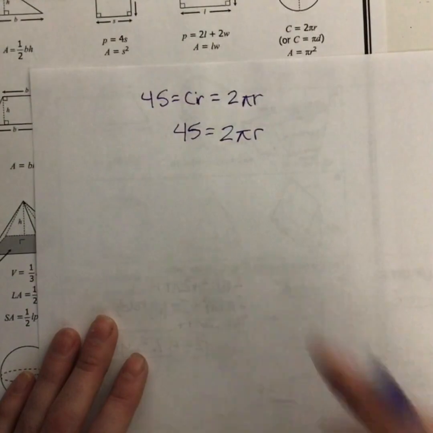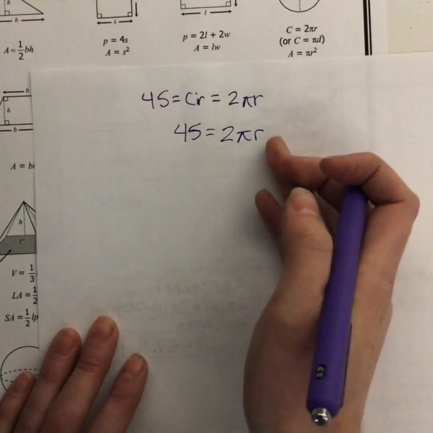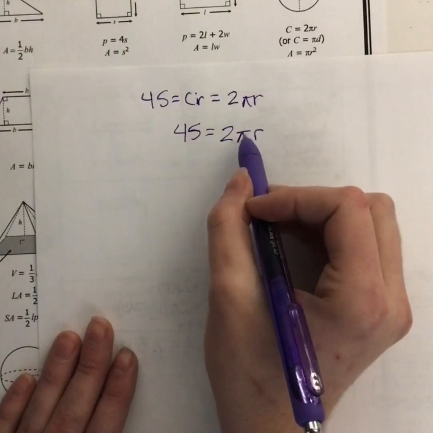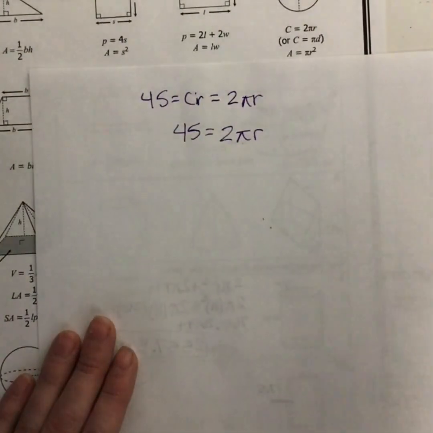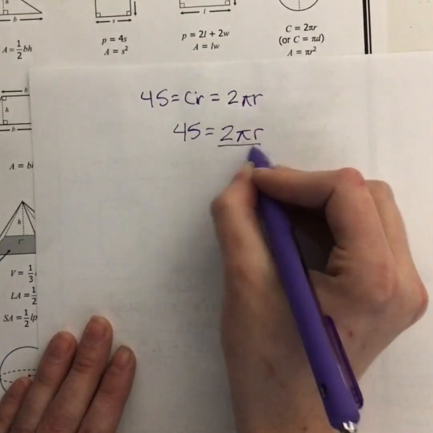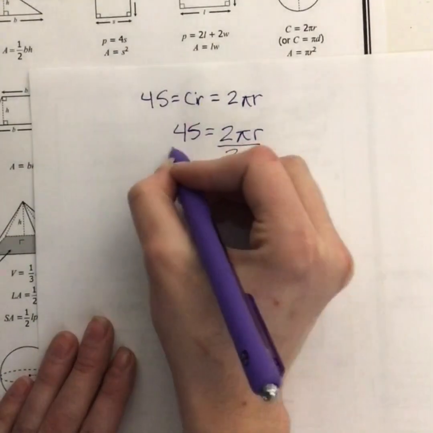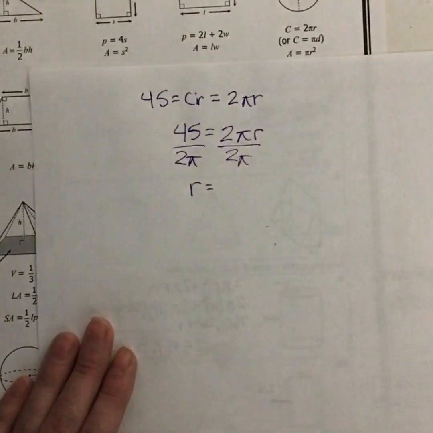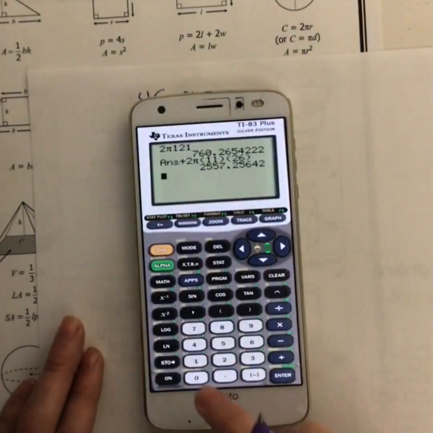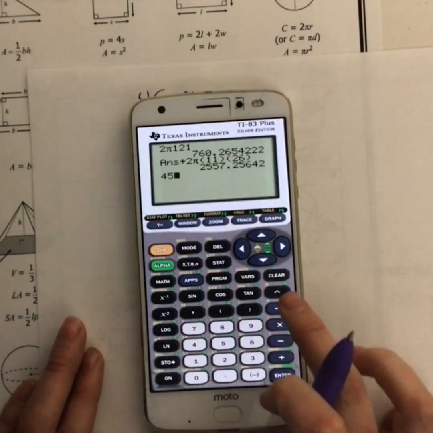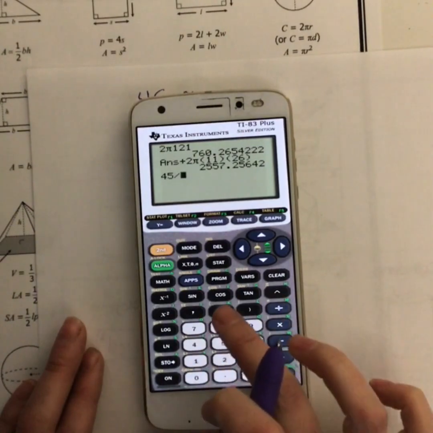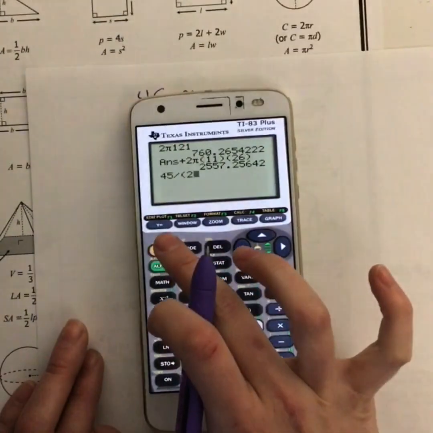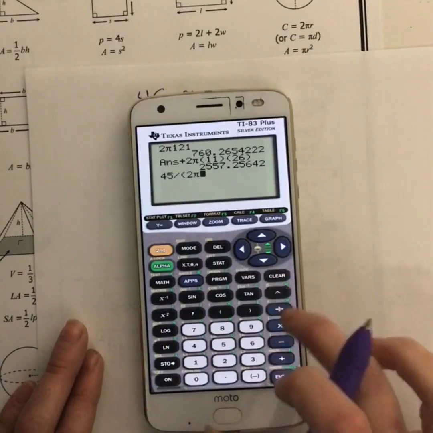Well, the quickest way to solve for r is to get it by itself. And remember that pi is just a number. It's a symbol that represents a never-ending decimal. And so we can actually divide both sides by 2 pi. So we'll get that our radius is 45 divided by, I'm going to use parentheses so it does both of these together, 2 pi.